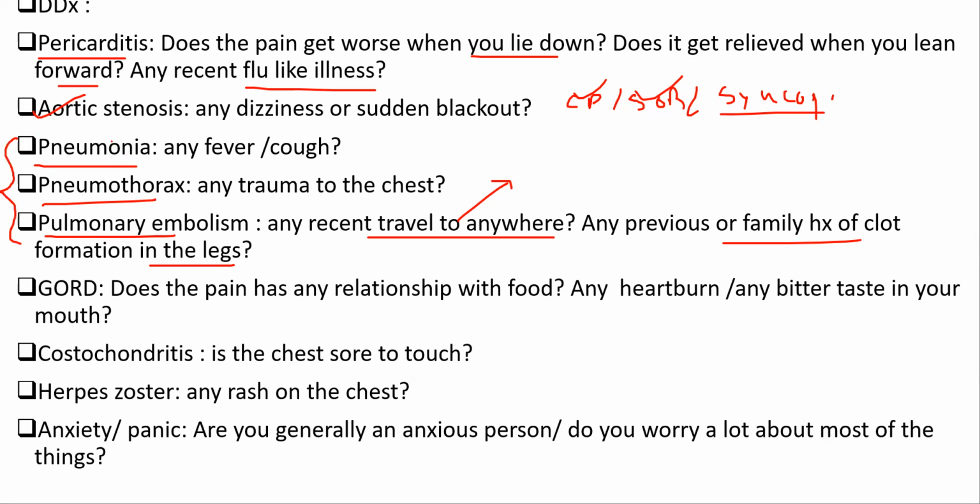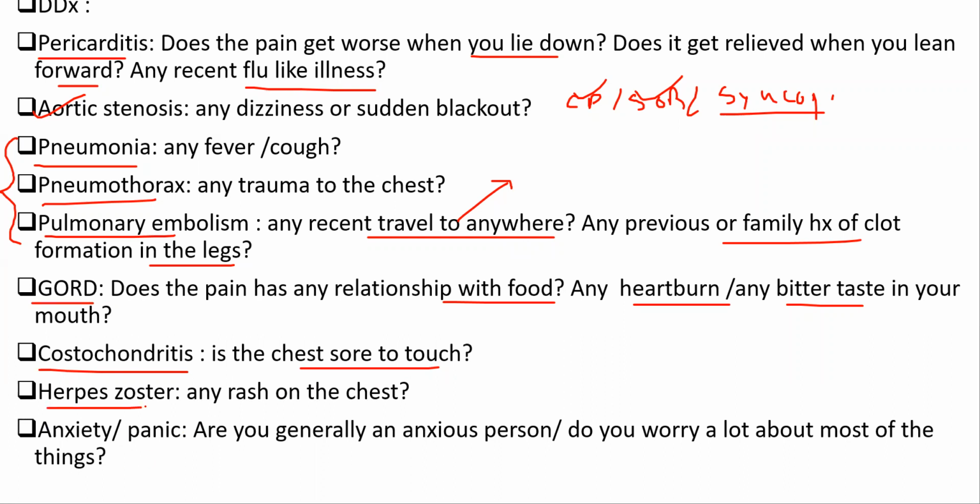There are a lot of symptoms in all of these cases, but we don't have that much time to ask everything. Okay, we just ask 1 or 2 questions for each of the DDs. Then for GIT, reflux: does the pain have any relationship with food, any heartburn, bitter taste in your mouth? That will cover peptic ulcer disease as well. Move on to musculoskeletal. You can ask, did you do any heavy lifting recently or any trauma to your chest? Or do you think your chest is sore to touch? If the chest is sore to touch, it is most of the time musculoskeletal chest pain.